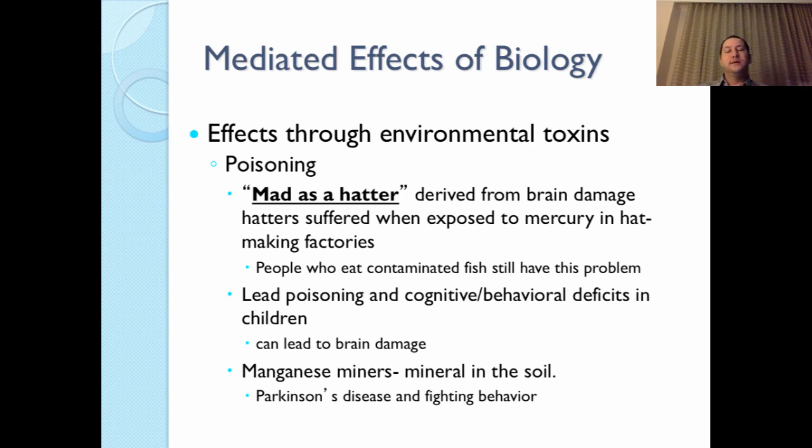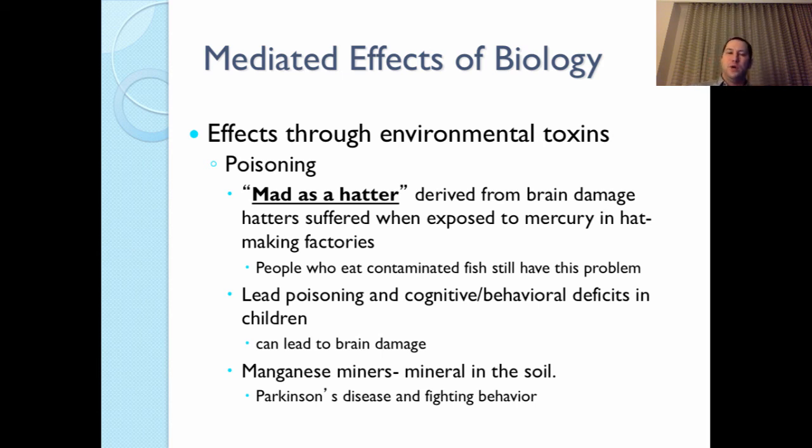Now, does it have to be in utero? Well, teratogens are in utero, but the effect of environmental toxins goes even outside of prenatal development. So one thing we'll talk about is mercury poisoning. So, poisoning in general.